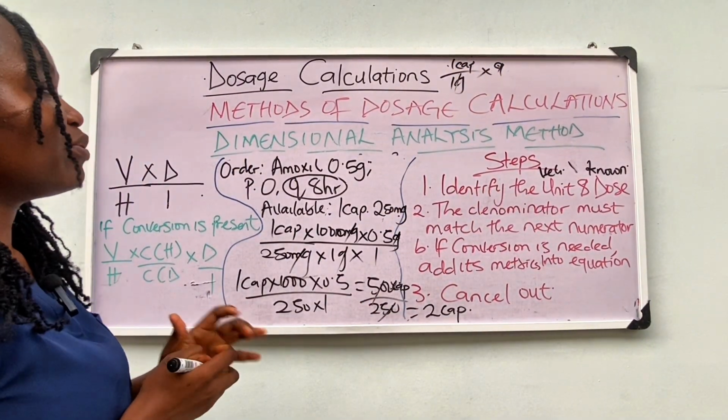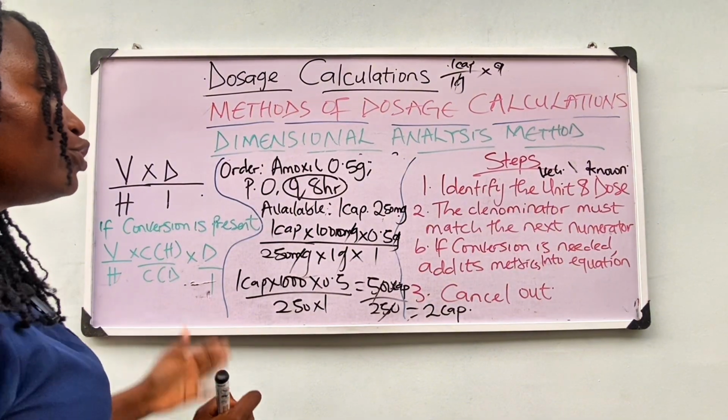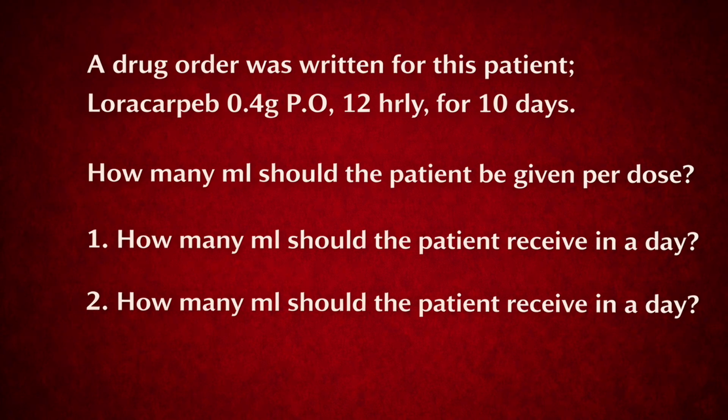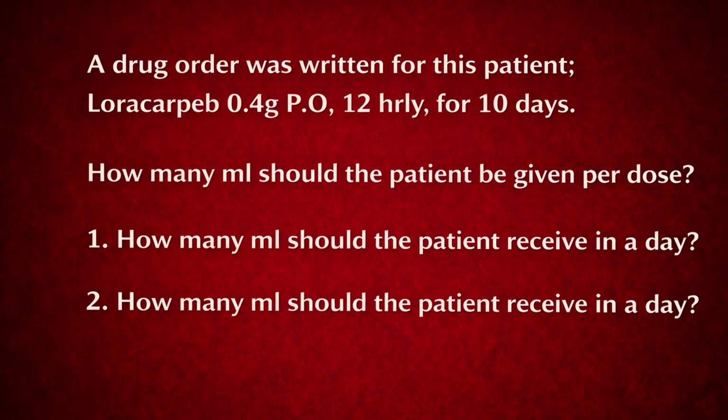All right. So now we're going to be looking at solving an NCLEX clinical case question using the dimensional analysis method. For this question, we can see that a drug order was written for this patient, which is the lorazepam oral suspension. In the prescription, it was written that the patient is to be administered 0.4 gram orally every 12 hours for 10 days. And in the drug label we have available, we can see that we have 200 milligram per 5 ml. How many milliliters should the patient receive?